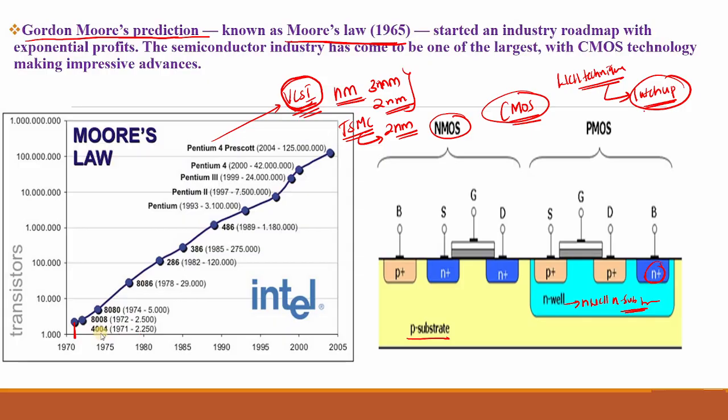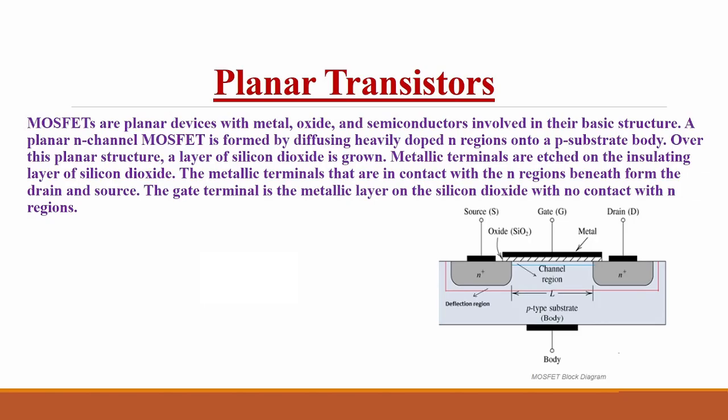So in order to overcome this latch up, we are going for the twin tube process. This also we'll discuss. Okay, twin tube process we'll discuss. This is the basic CMOS process, CMOS technology, and this is a basic planar transistor.